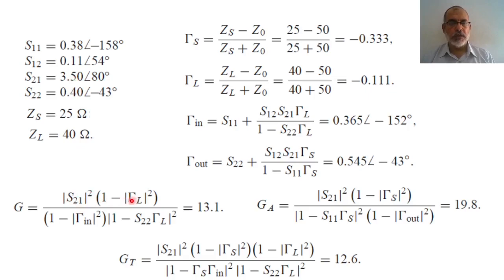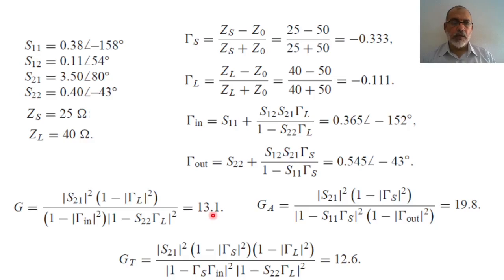So the magnitude of S21 is 3.5 squared. 1 minus gamma root squared, the magnitude here is 0.111, over 1 minus the magnitude of gamma in squared, the magnitude of gamma in is 0.365, multiplied by the magnitude of 1 minus S22 gamma L. Here we are going to multiply S22 as a complex value, magnitude and phase, with gamma load as a complex value, magnitude and phase, and then take 1 minus this value, take the magnitude of this value and square it. From this, we find out the power gain is 13.1.